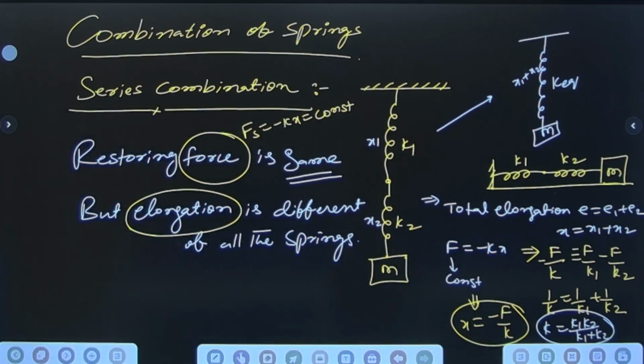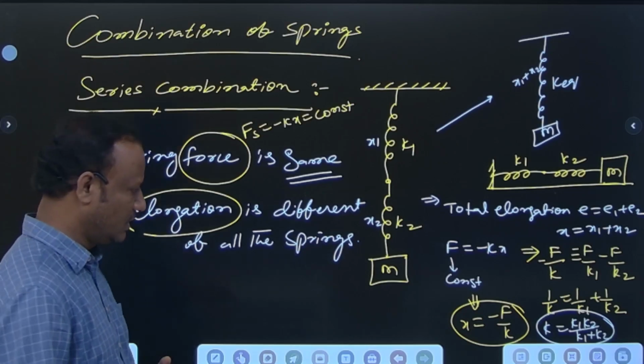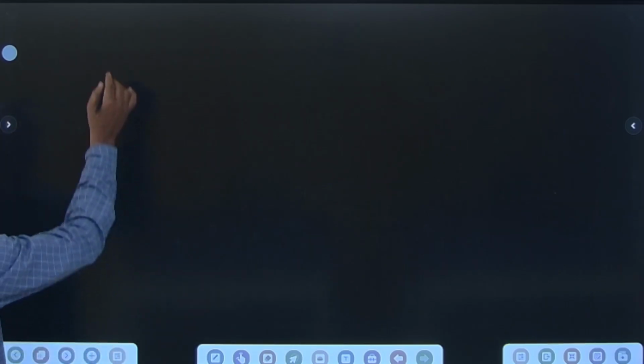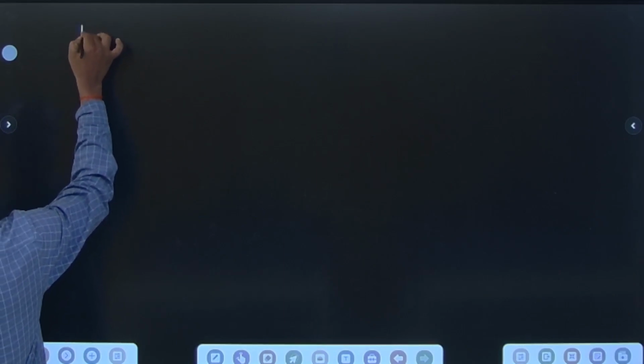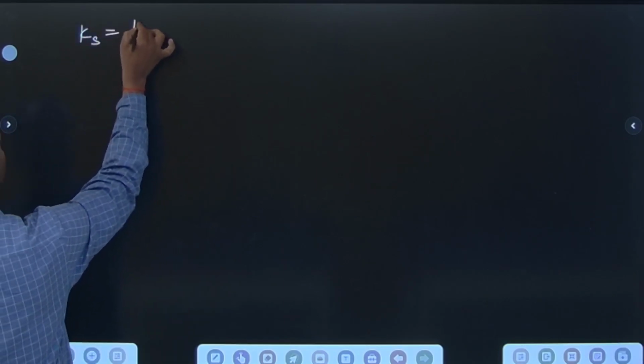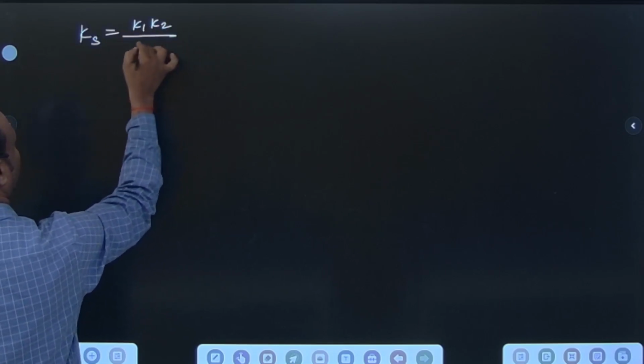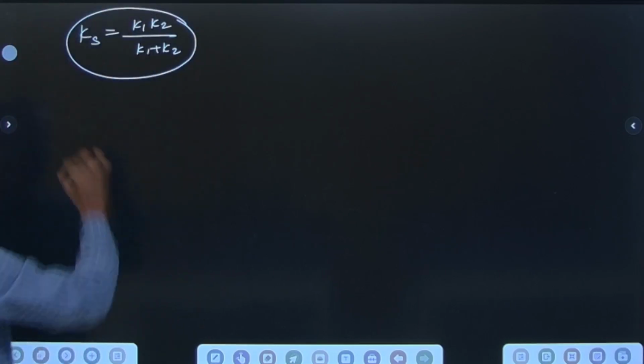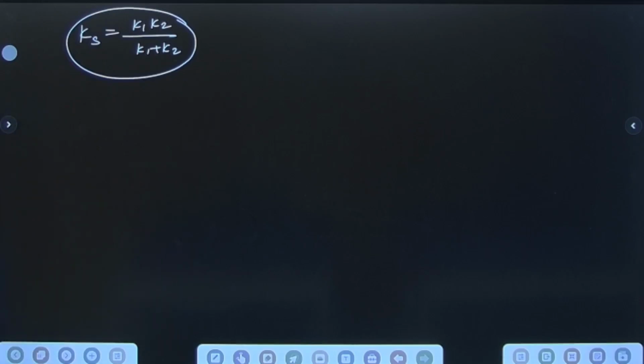So the equivalent spring constant in the series combination is K is equal to K1 K2 by K1 plus K2. Here, in the series combination, I am taking K as Ks. Ks is equal to K1 K2 by K1 plus K2.